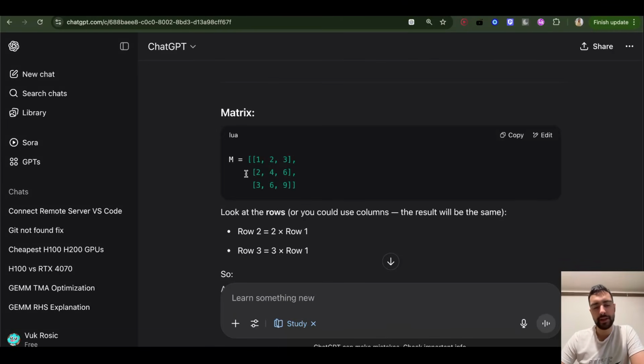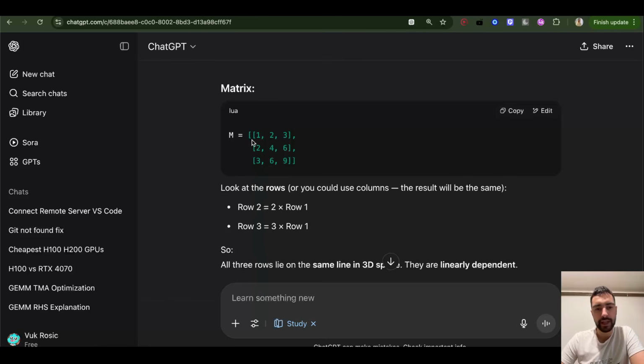And rank is 1 because there is only one linearly independent row. So this row, and then you have 2 times that row and 3 times that row. So only one is linearly independent. So this whole 3D space matrix is going to actually lie on a 1D line. Because there are 3 dimensions, but only one vector is linearly independent. So only that line, and the other vectors will be on the same line.